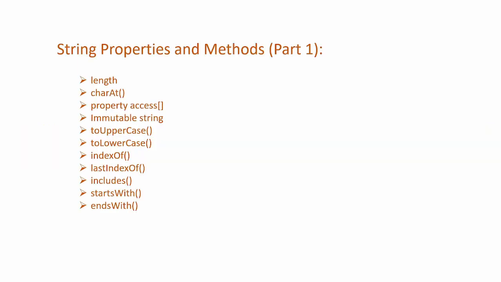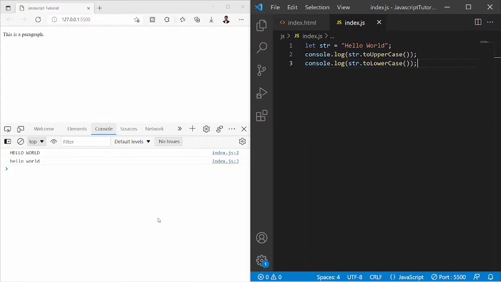There are multiple ways to look for a substring within a string, and so there are multiple methods as well, such as indexOf, lastIndexOf, includes, startsWith, and endsWith. We'll discuss one by one. So let's start with indexOf. The first method is indexOf.